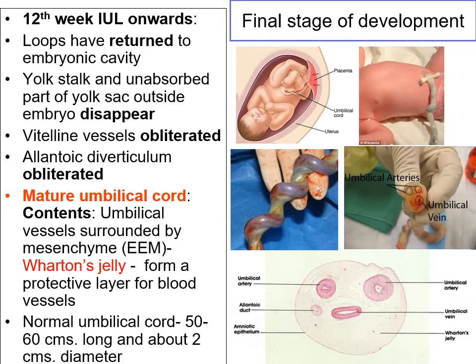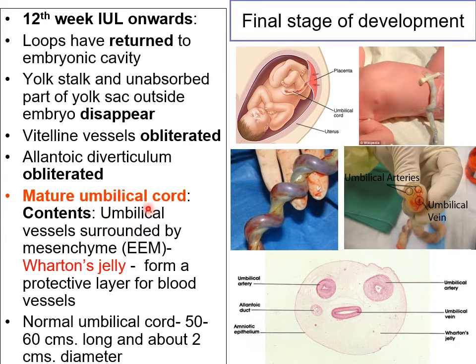Now after the 12th week, what happens is the following changes. The loops of intestine have gone into the embryonic abdominal cavity. The yolk stalk and the unabsorbed part of the yolk sac, which was outside, have degenerated and will disappear. Hence the vitelline vessels will also disappear. The allantoic diverticulum will disappear. You have learned it closes down. You will learn what it does with the uroreproductive system. And then we have only the mature umbilical cord containing what?